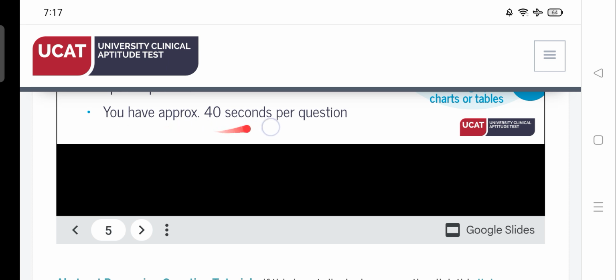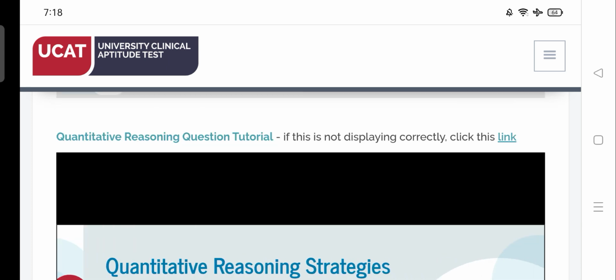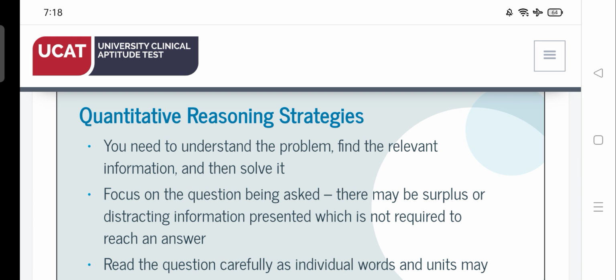You have approximately 40 seconds per question. You have to solve every question in 40 seconds. But some questions may take more than 40 seconds as they will be lengthy, the complex ones. So if you find any question to be an easier one, try to solve it in less than 40 seconds so you can save your time for the complex ones.